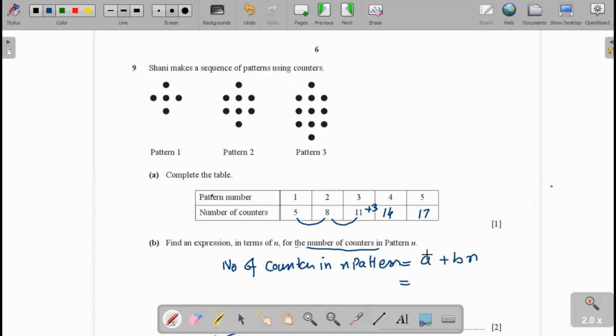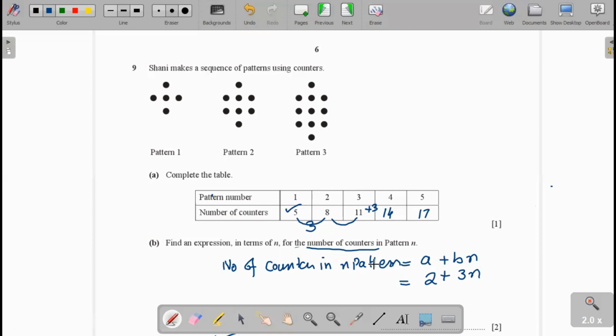We can obtain b from the difference of two consecutive terms. We see that 8 minus 5 is 3, so that is 3n. And a can be obtained as well. The difference is 3, and the first value is 5. We take the difference, 5 minus 3, and we get the value of a. And this is the nth term value of the arithmetic sequence.